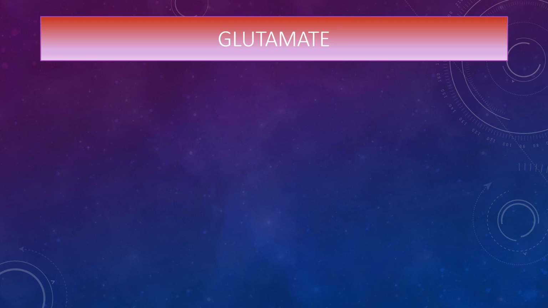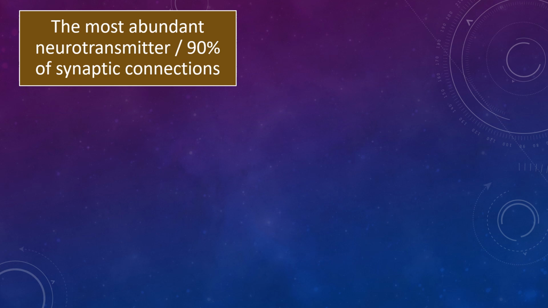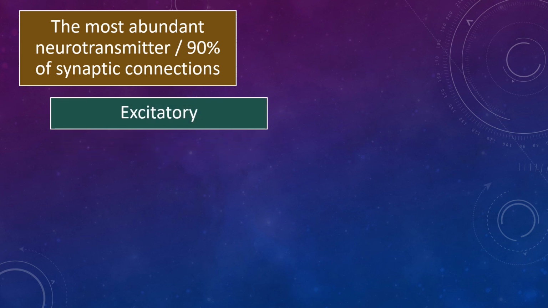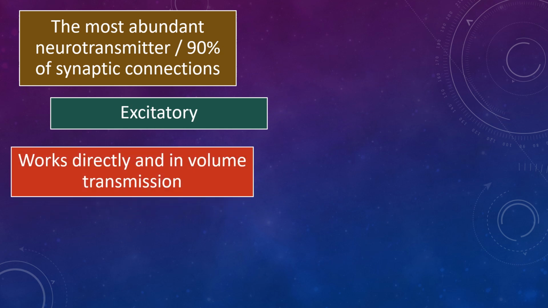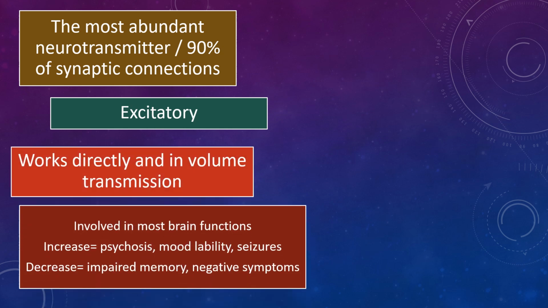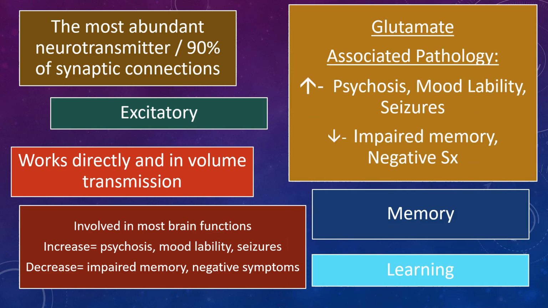Now the neurotransmitter glutamate. Remember, glutamating. The most abundant neurotransmitter. It has to do with excitatory actions. It works directly and in volume transmission. It's involved in most brain functions like memory and learning. The associated pathology: an increase in psychosis, mood lability, and seizures, and a decrease in impaired memory and negative symptoms.